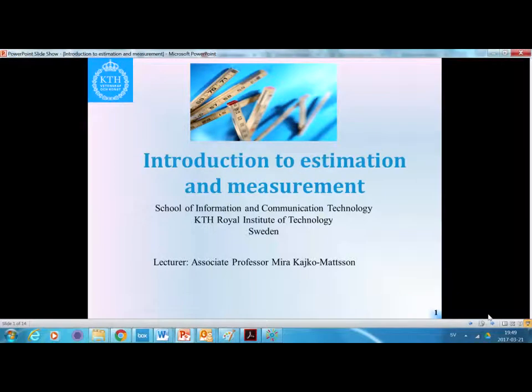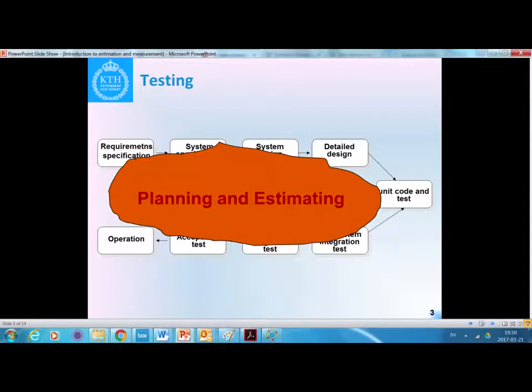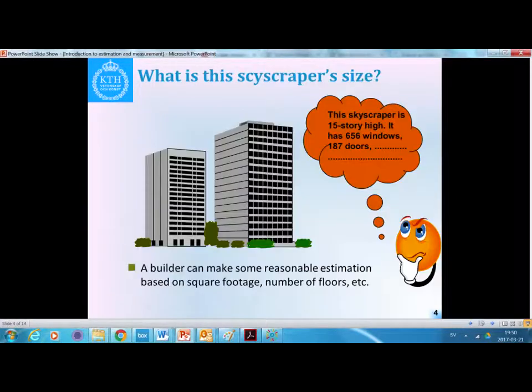Within software engineering, we have to act as professional engineers, and one of the typical tasks of an engineer is to estimate and measure. So we have to measure across the whole development process. Here we have to estimate the size of the system and the time it takes to develop a software system, and using these estimates we have to plan how to develop the system. But planning and estimating is not an easy task.